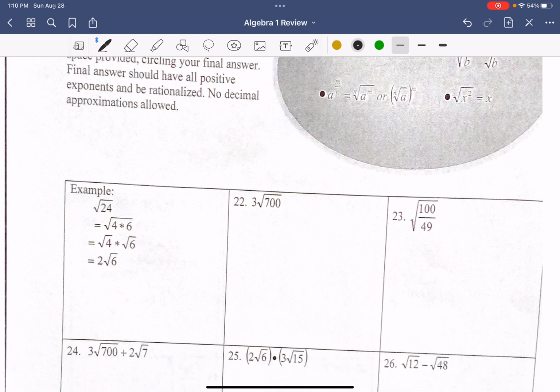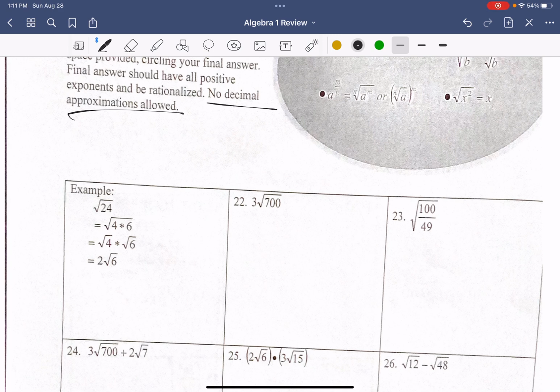For number 22, we are simplifying this radical, and notice that it says no decimal approximations allowed. Side note, please excuse any clatter in the background. I have dogs playing in my house right now.